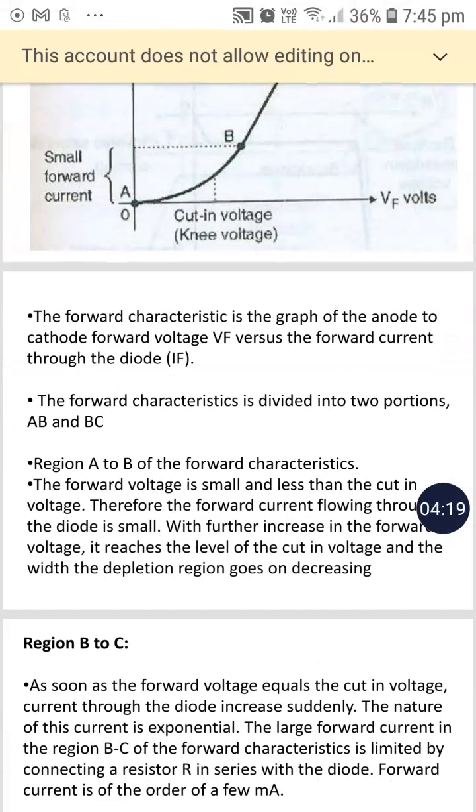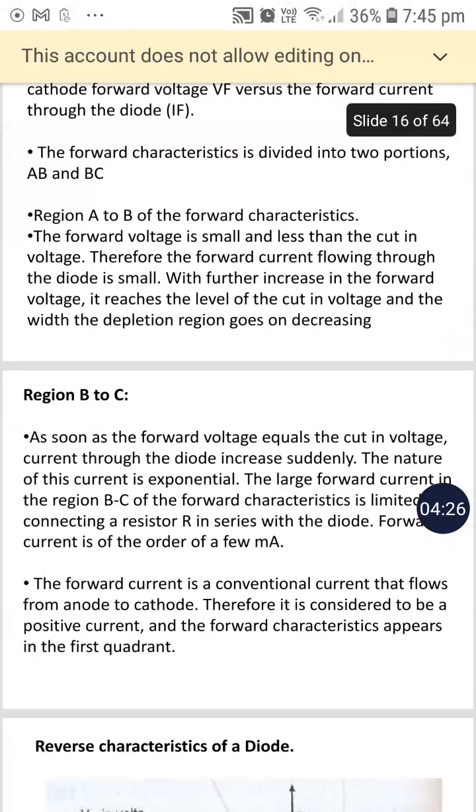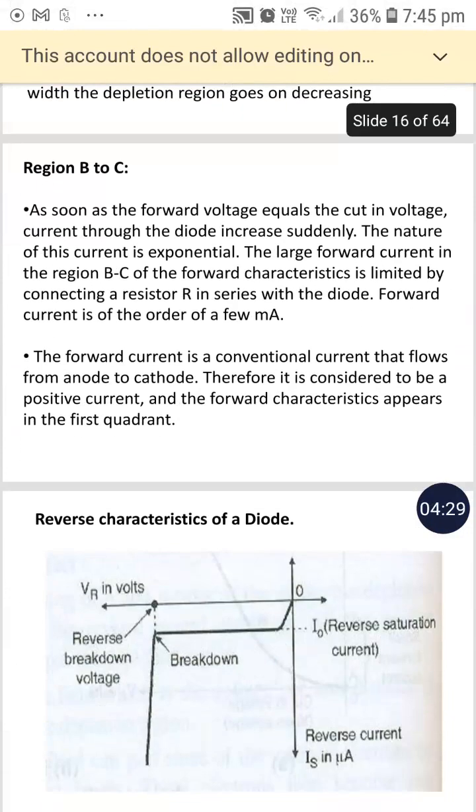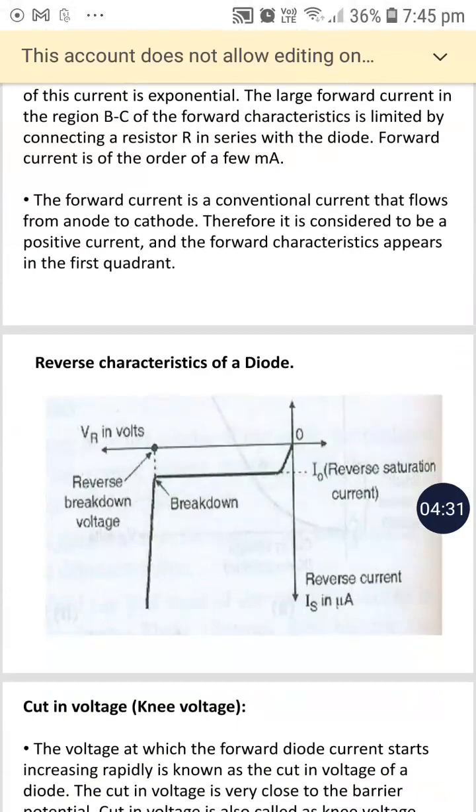Next we will discuss the reverse characteristics of the PN junction diode. The negative terminal of the voltage source is connected to the anode of the diode and the positive terminal to the cathode. Hence the diode is reverse biased. The applied reverse voltage is gradually increased above zero in suitable steps and the values of diode current are noted at each step. Now we plot the graph with reverse voltage along the horizontal axis and the diode current along the vertical axis.